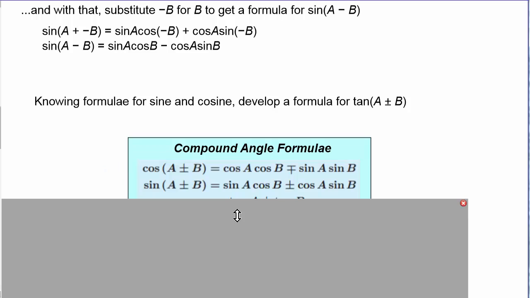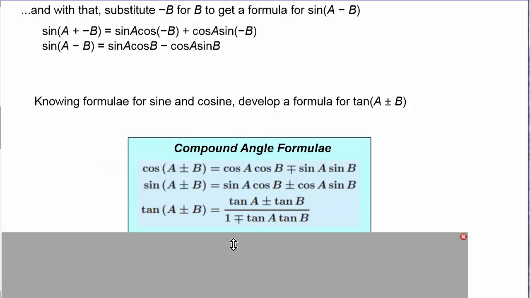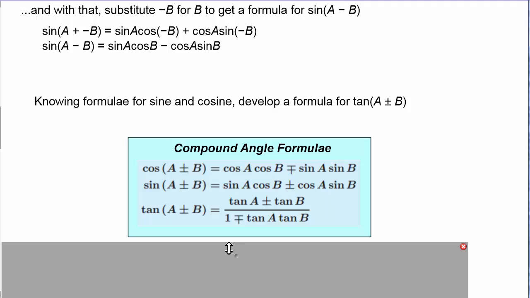Here they are, the compound angle formulas that we need to know. And again, cosine of a plus or minus b is cosine a cosine b minus or plus sine a sine b. Sine of a plus or minus b is sine a cosine b plus or minus cosine a sine b. Sine cosine cosine sine. Tangent of a plus or minus b, this one's a little tough to remember, but it's tangent a plus or minus tangent b, and then in the denominator it's 1 minus or plus, that sign is reversed in the denominator, tangent a tangent b.